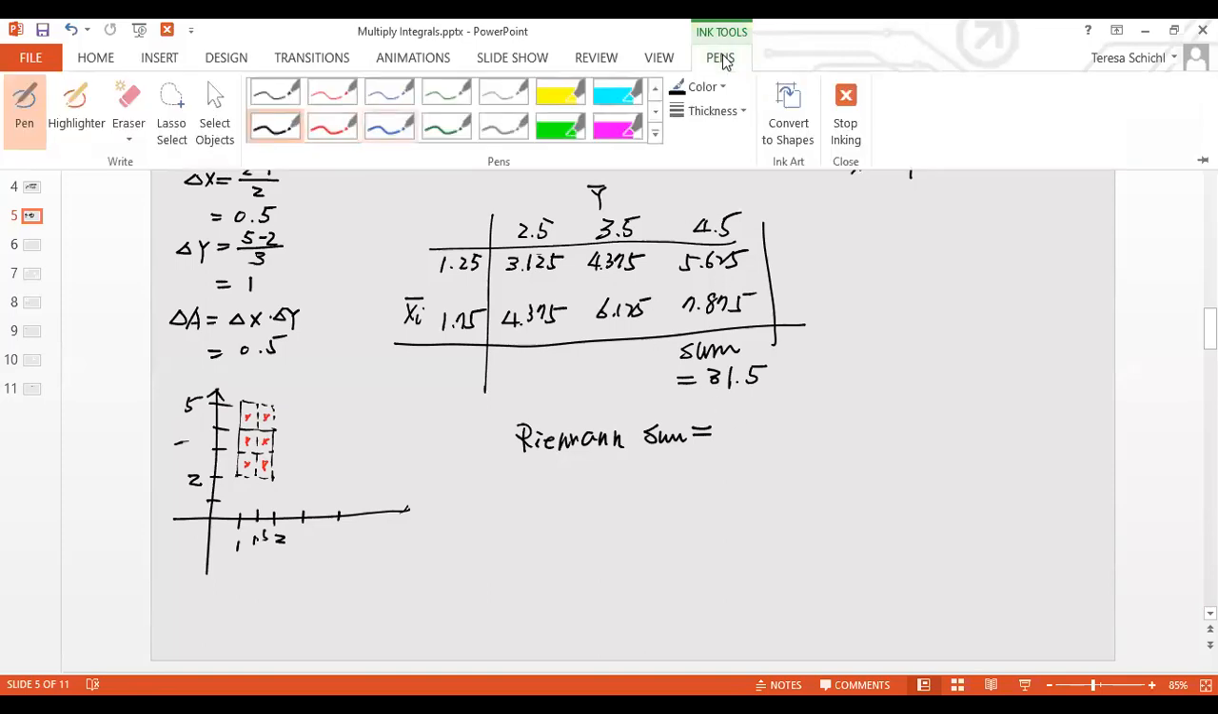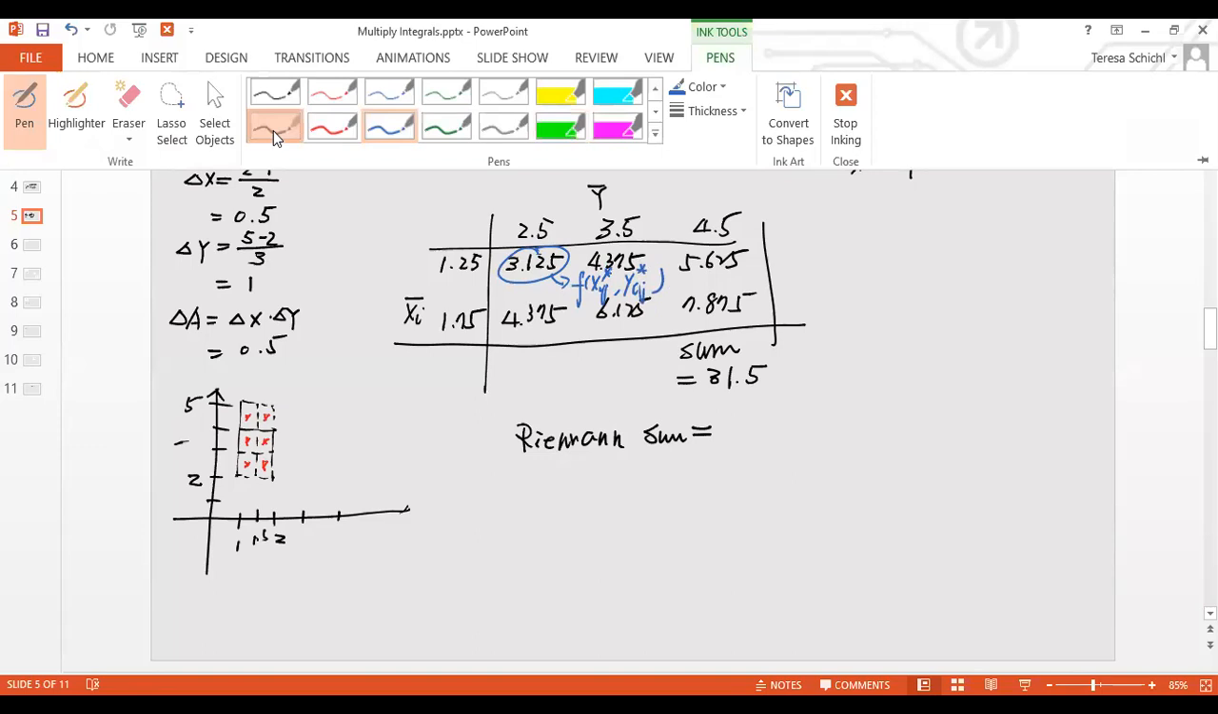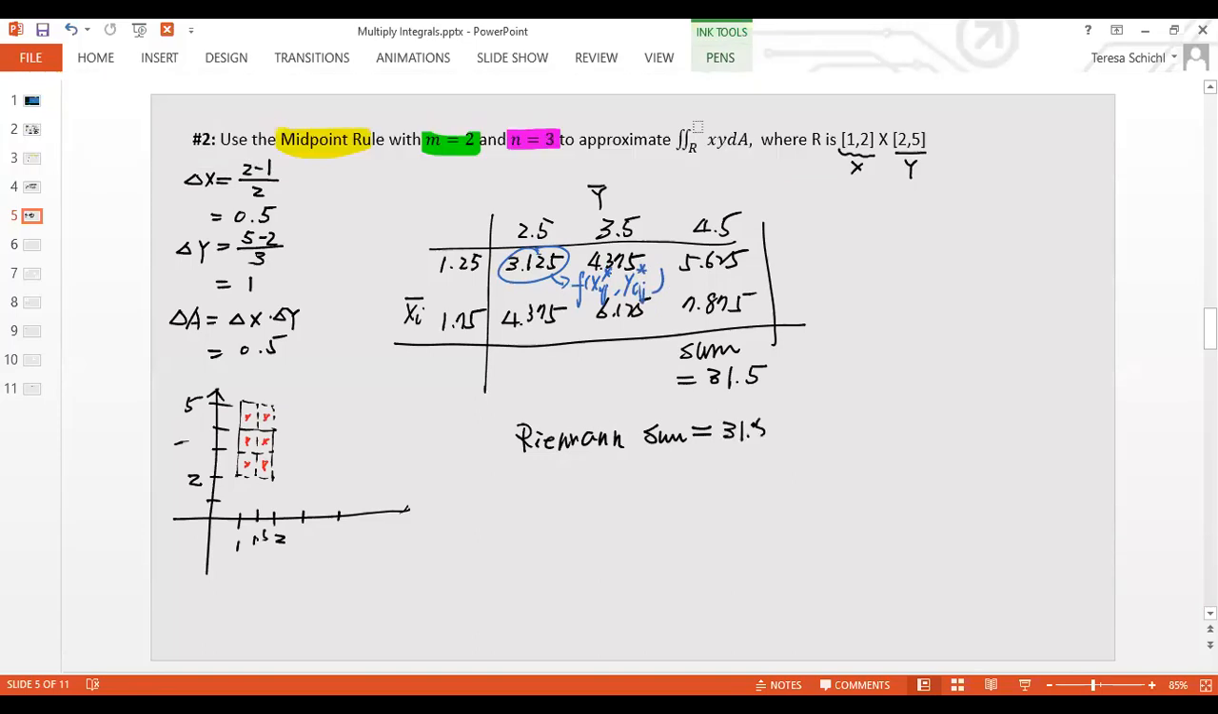So in here, each one is a function value, f(xij*, yij*). Then the Riemann sum here will just be 31.5 times the delta A, and the delta A is 0.5 here. So the Riemann sum will be 15.75. Okay, it's just very routine and tedious work.